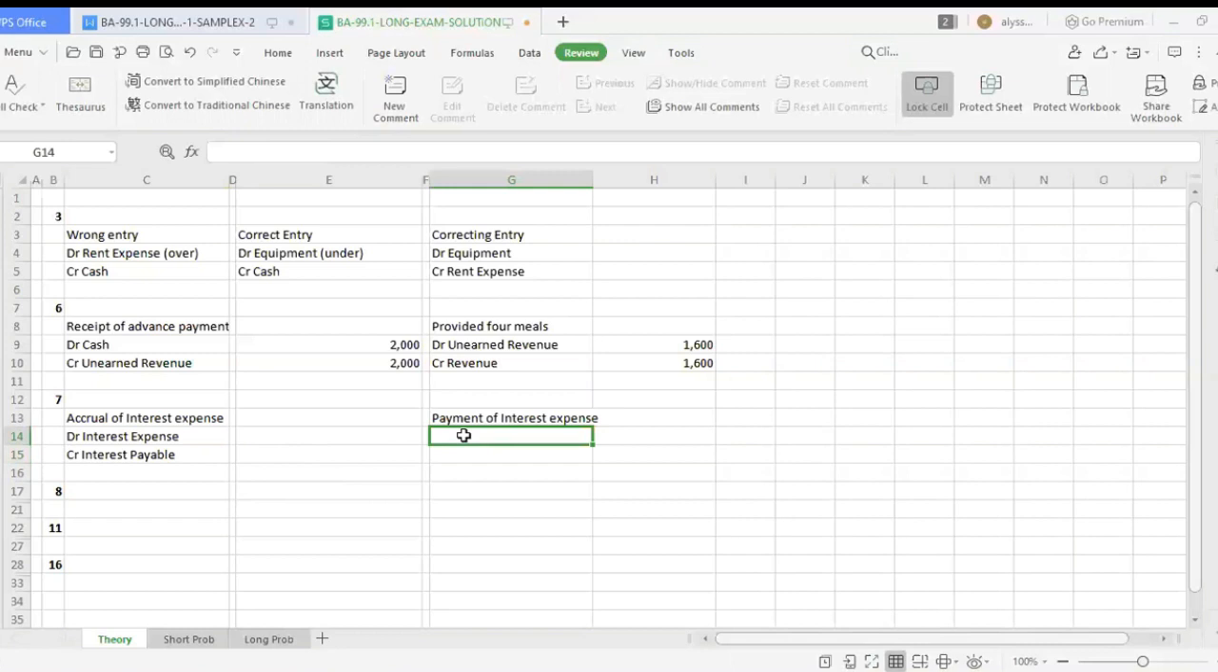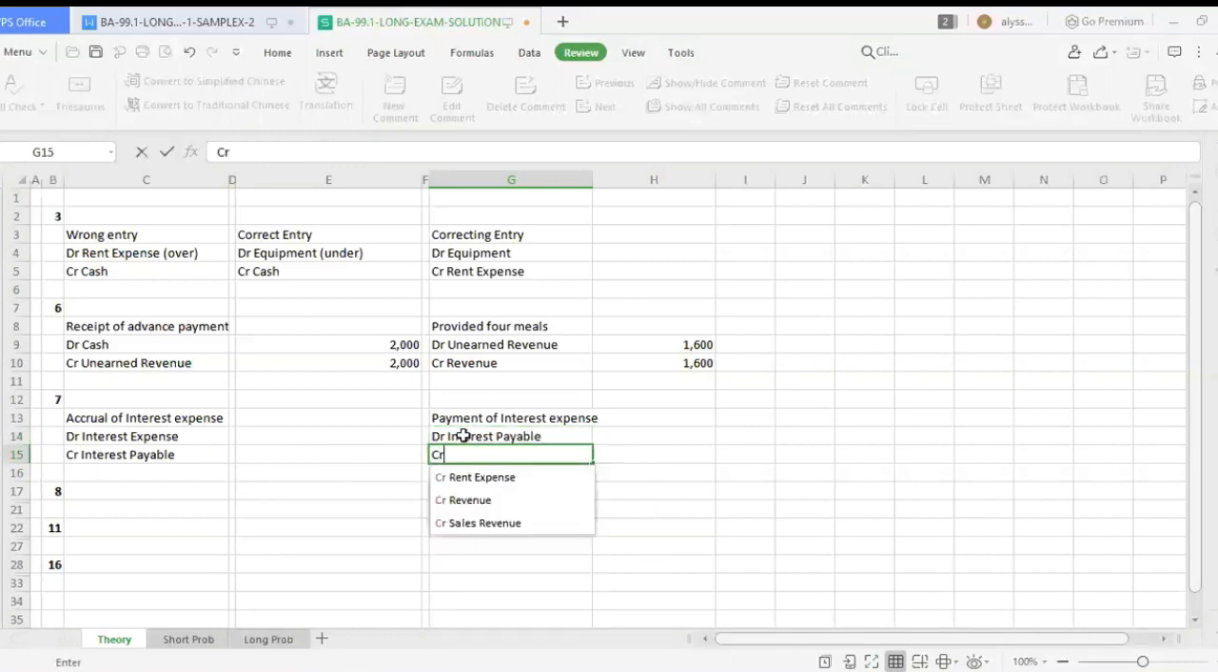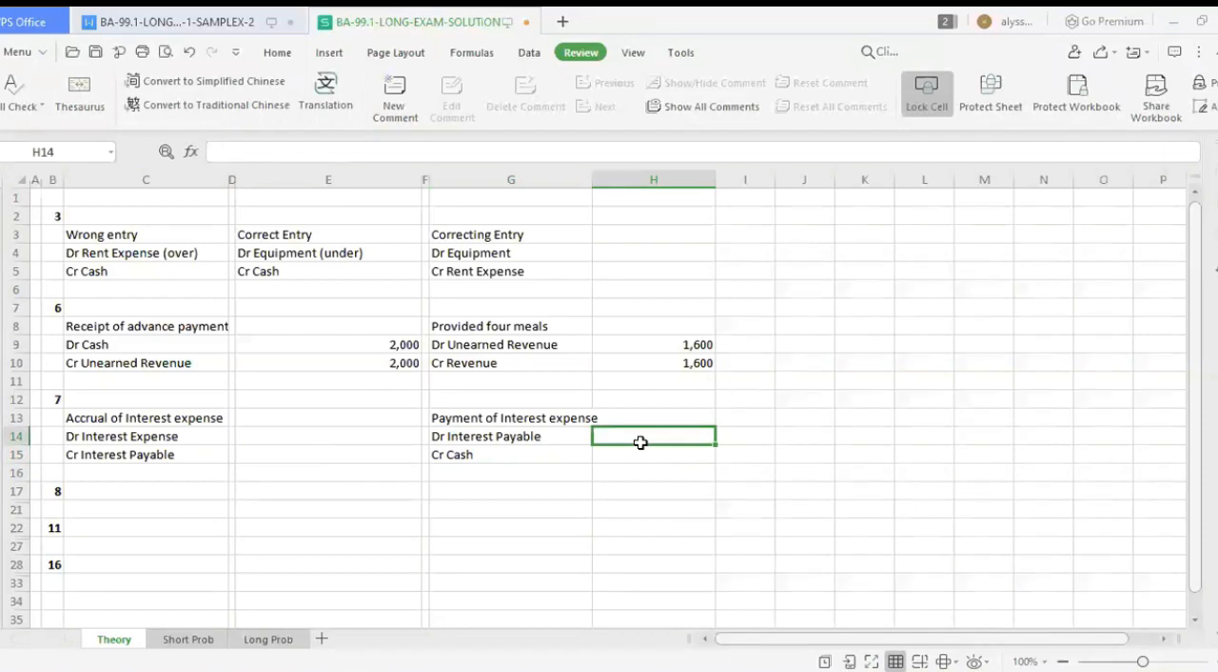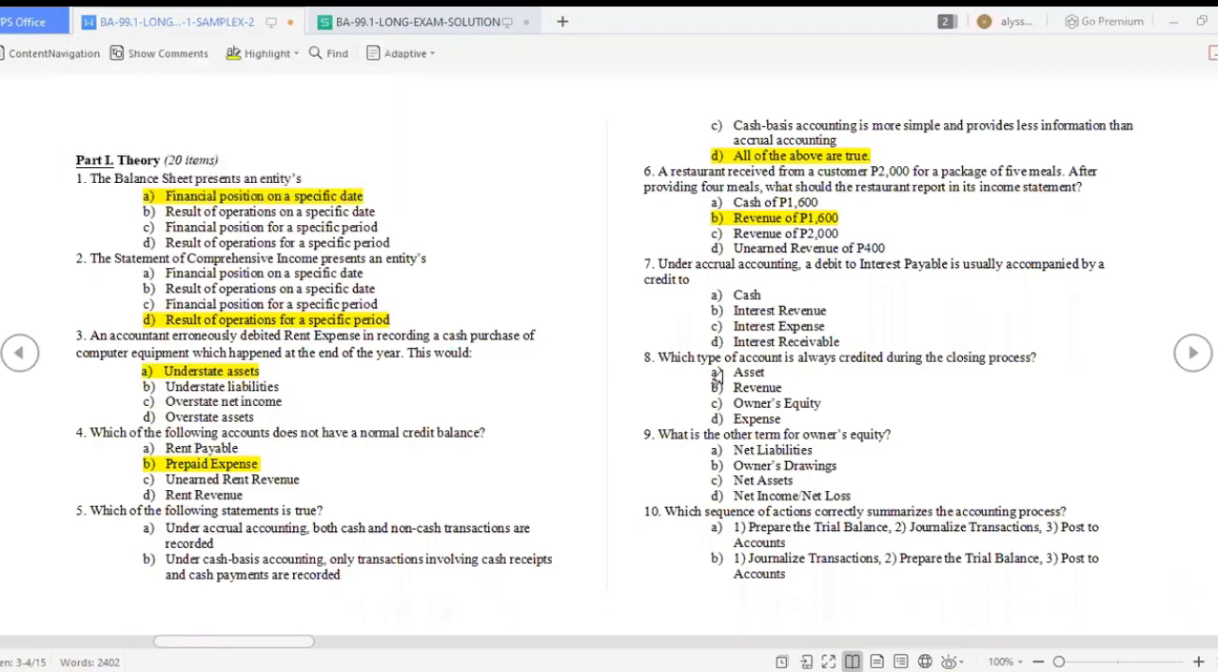And when you pay it, you cancel out the interest payable. So you debit interest payable and you credit cash, since your cash decreases. So the correct answer would be credit cash. Letter C.